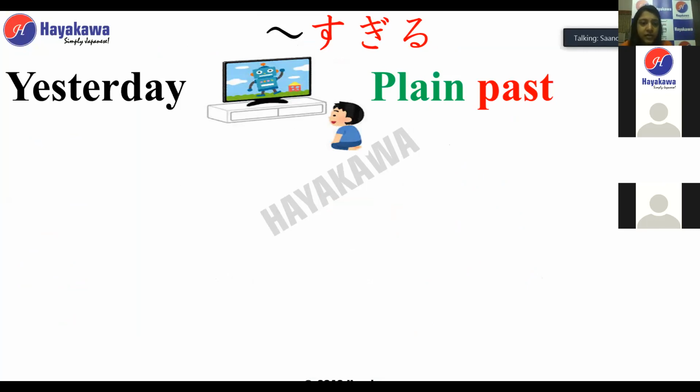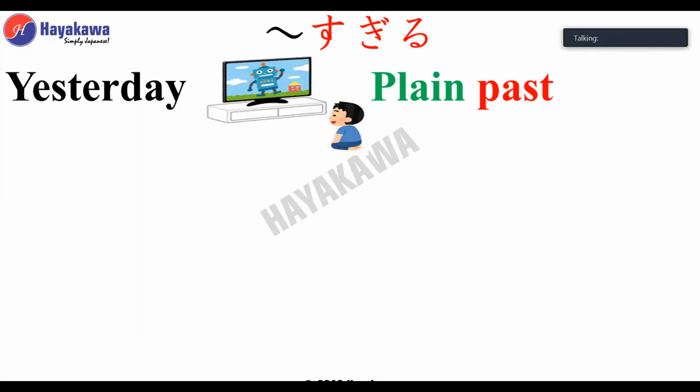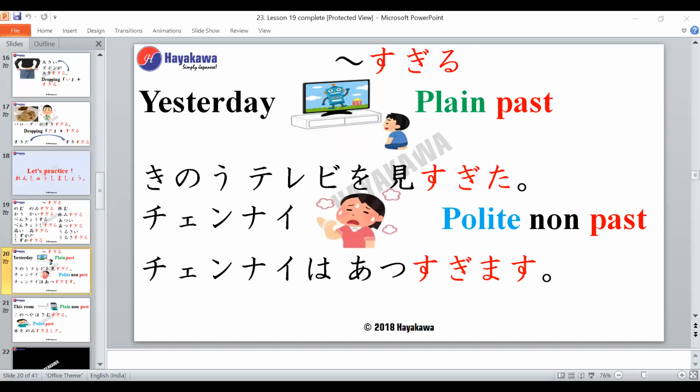Anybody who would like to try making the sentence? Kino wa terebi o mitsuki da. Close enough, Siddharth. So it is kino terebi o mi sugita. Very good effort, Siddharth. Arigato gozaimasu. So the next sentence you want to say is Chennai is very hot.